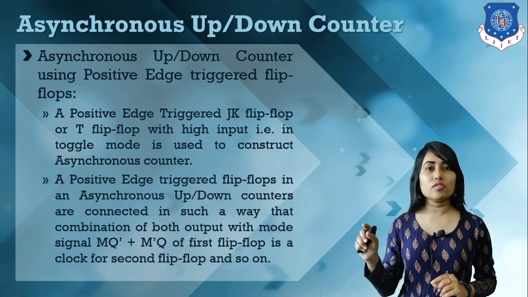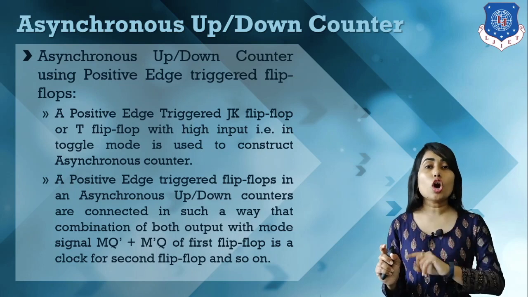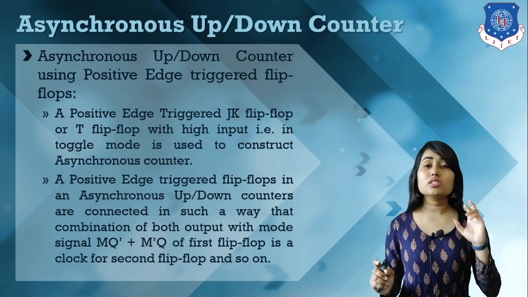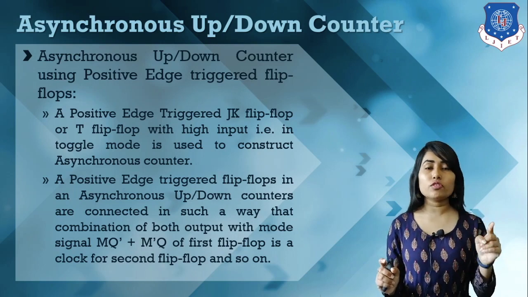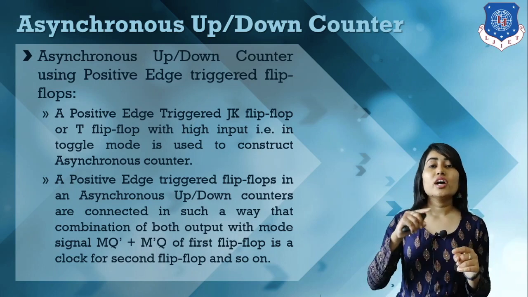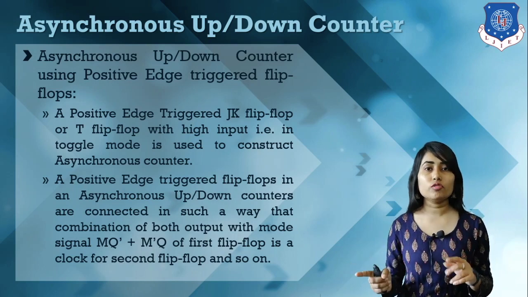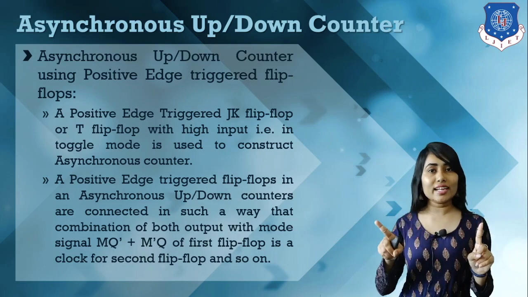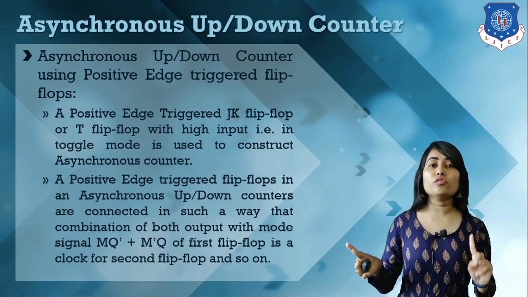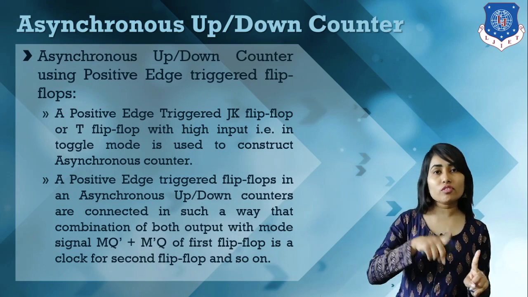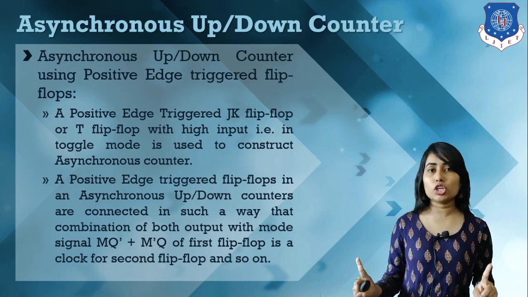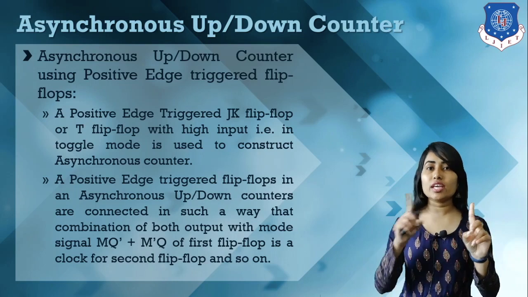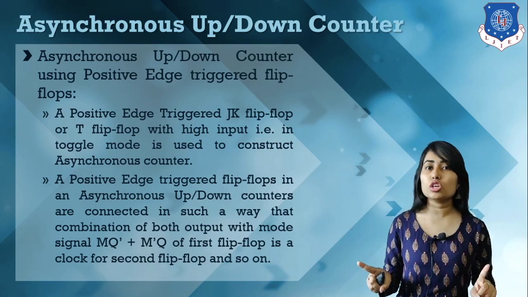Here, in the second flip-flop, we connect the clock as a combination of the first flip-flop's outputs, Q and Q dash. So whenever we have a positive edge trigger flip-flop and we want to count in the upward direction, we use Q dash, and whenever we have a positive edge trigger flip-flop and we want to count in the downward direction, we use Q. And if we consider the mode signal, for M equal to 1 we have up counting, and for M equal to 0 we have down counting.